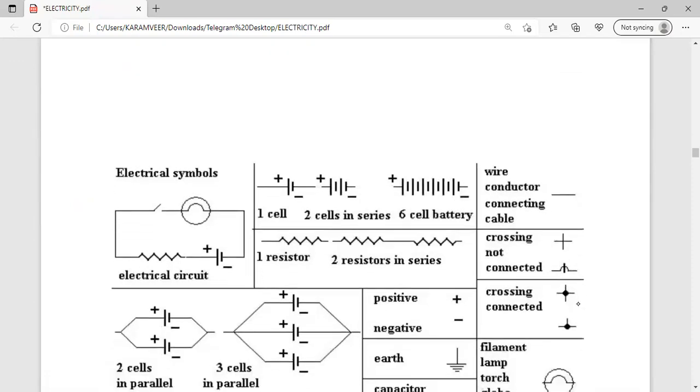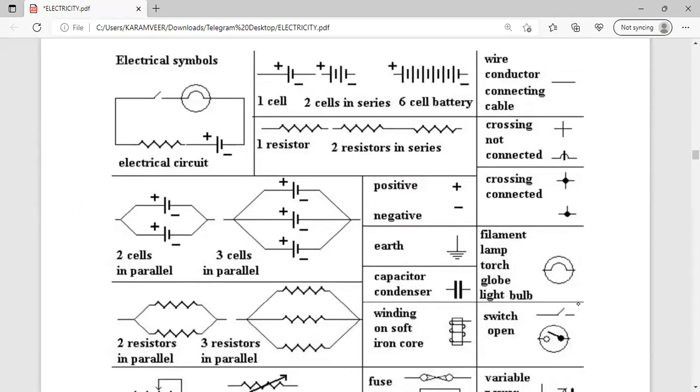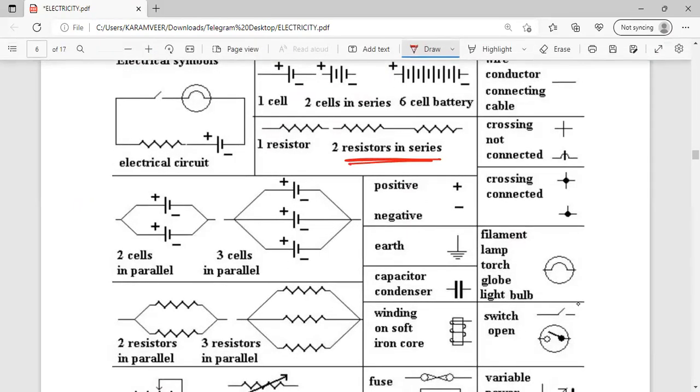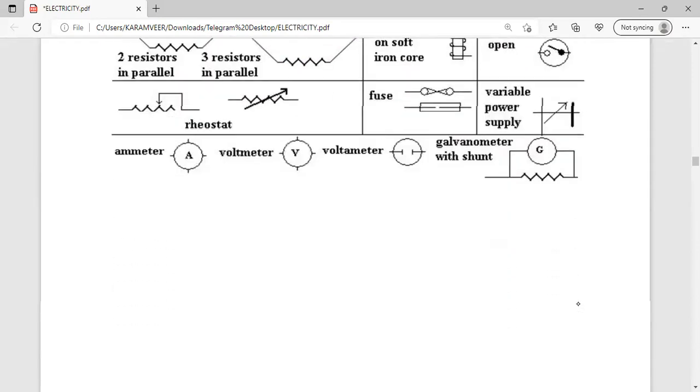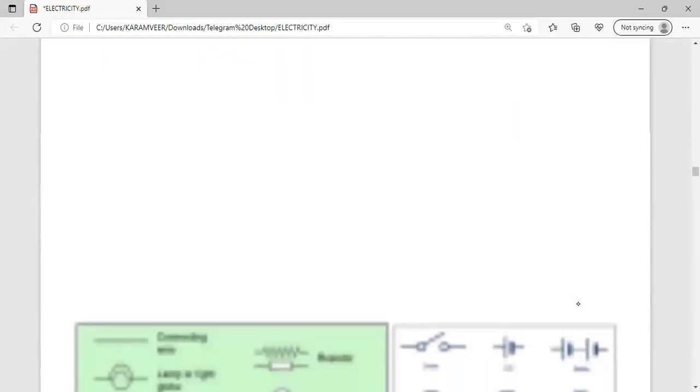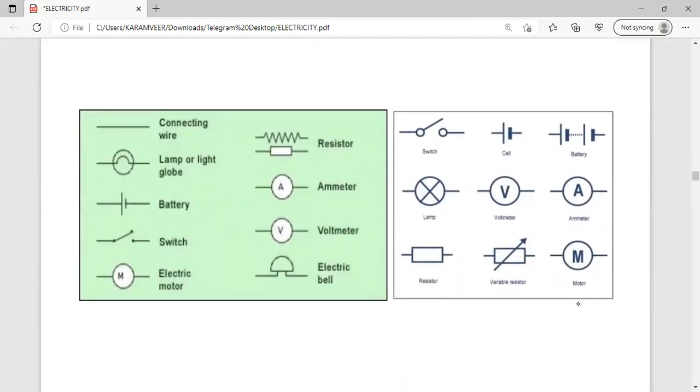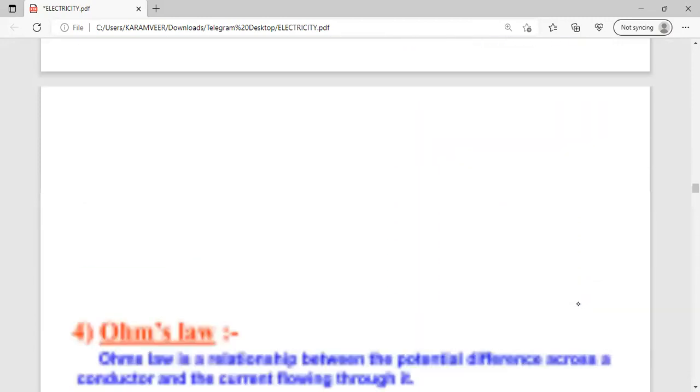Electric symbols: one cell, two cells in series, six cells in a battery, one resistor, two resistors in series, three cells in parallel, two cells in parallel, three cells in parallel, two resistors in parallel, three resistors in parallel. You don't have to do these things. Okay, you can also leave these things too.